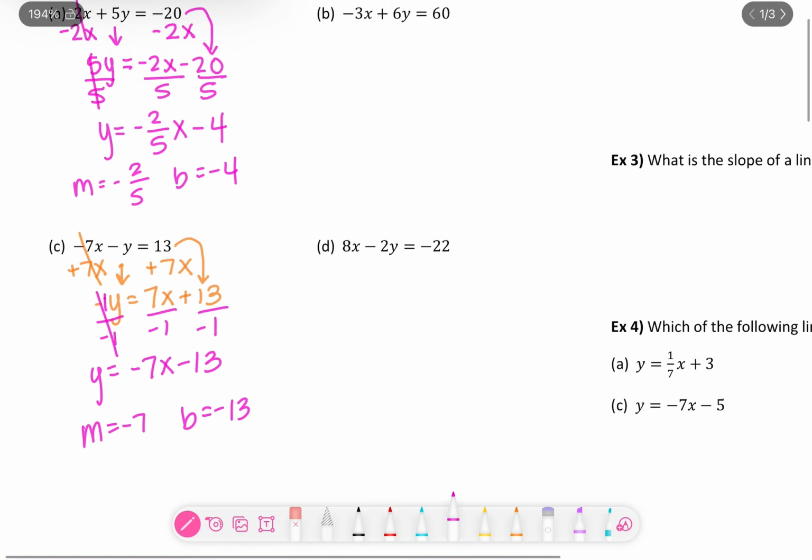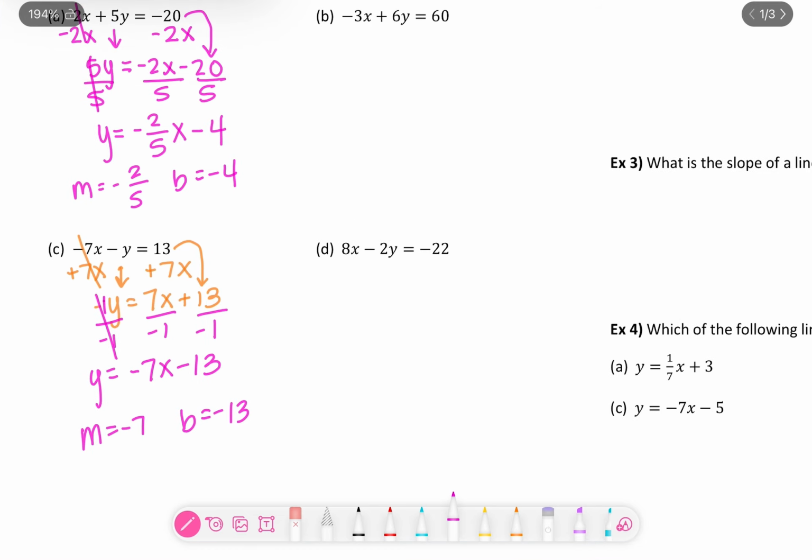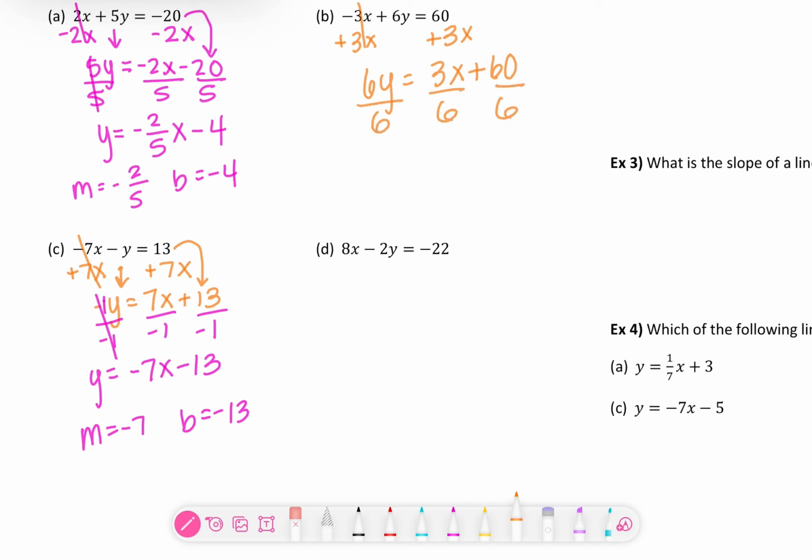All right, I would recommend pausing the video, try B and D, and then you can unpause the video and make sure that you are correct. Okay, so for B, we are going to add 3x to both sides because it's negative. Bring down our 6y equals our positive 3x plus 60. Then we can divide everything by 6, which is the coefficient of y.